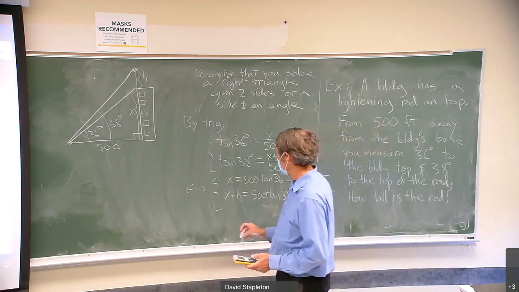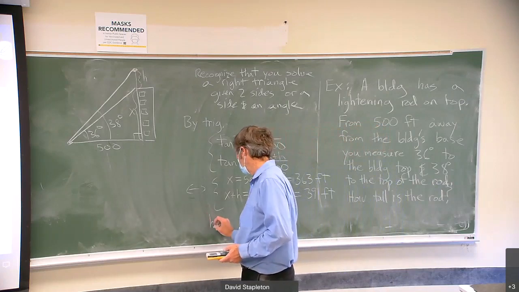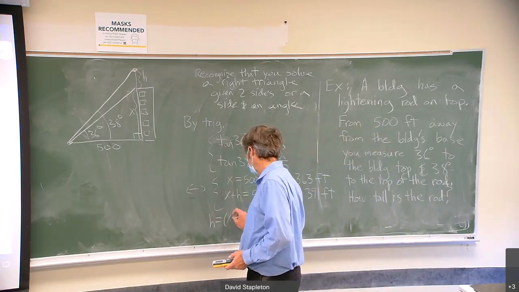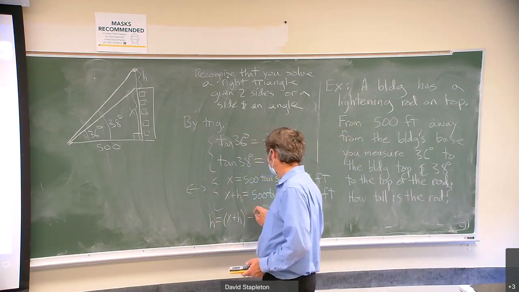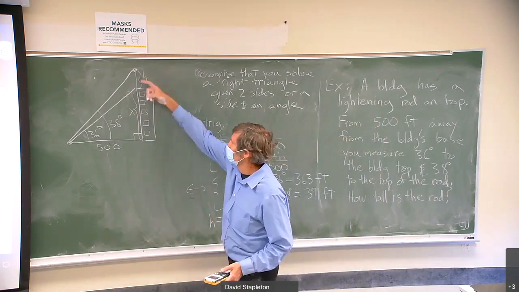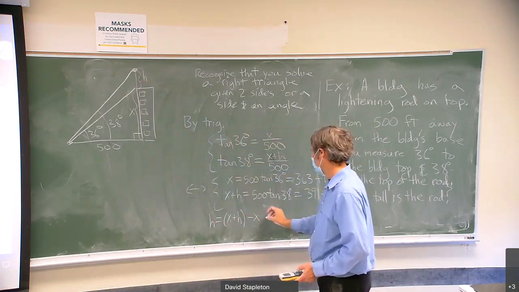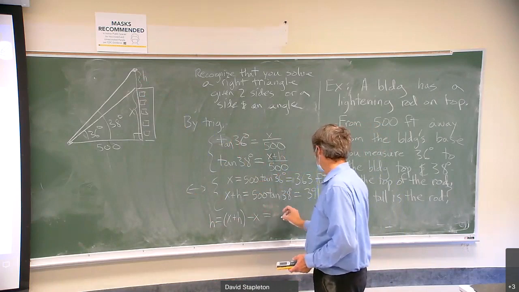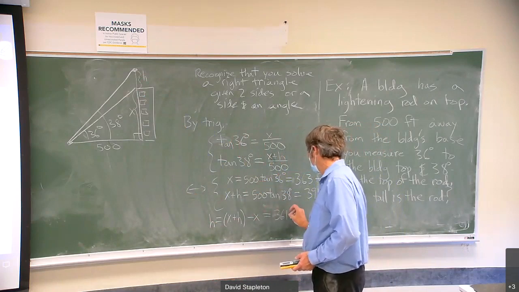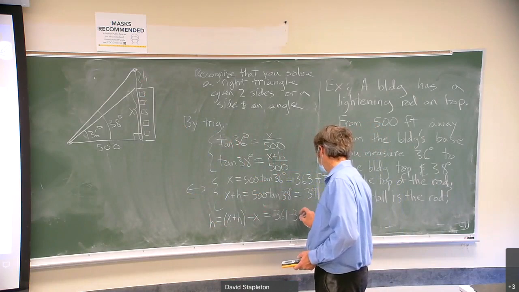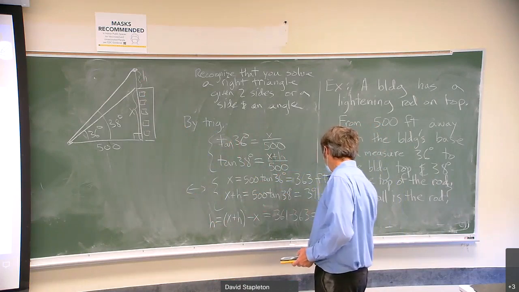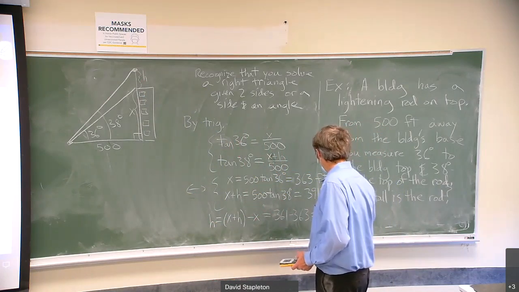And now we can just subtract them, right? We can say h is equal to x plus h, the latter number, less x. I'm just looking at the picture here. It comes out to be 391 minus 363. This must be a 28-foot tall lightning rod.